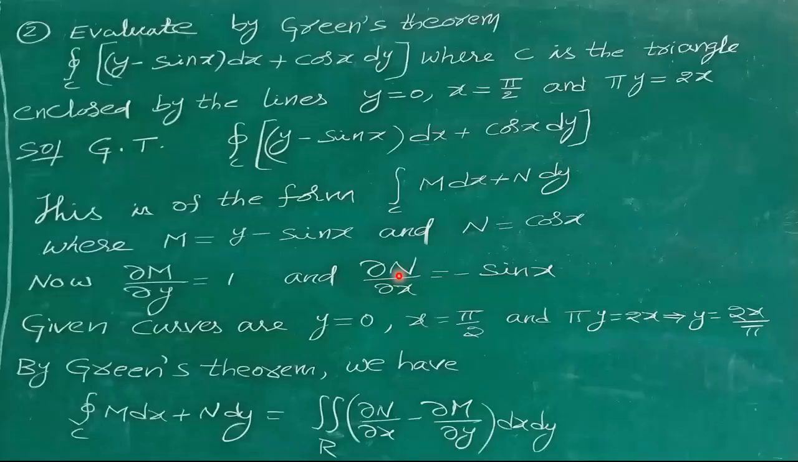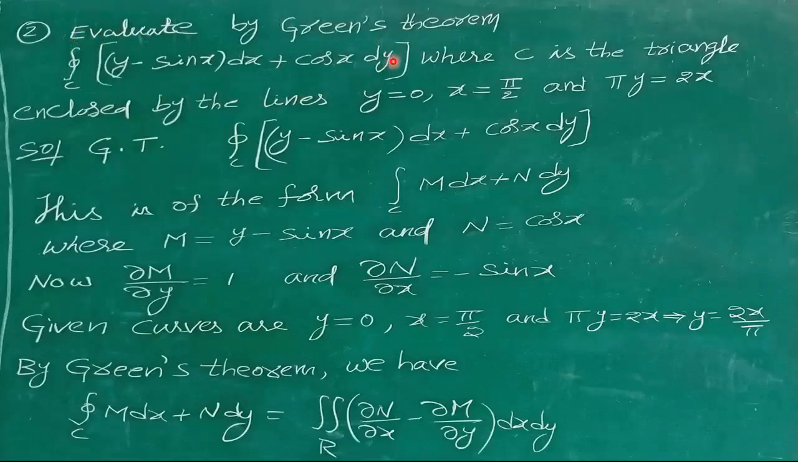Hi students, today I am going to start the problems on Green's theorem. The second problem on Green's theorem is: evaluate by Green's theorem the integral over C of (y minus sin x) dx plus cos x dy, where C is the triangle enclosed by the lines y equals 0, x equals pi by 2 and pi y equals 2x. Now we have to evaluate this line integral by using Green's theorem.